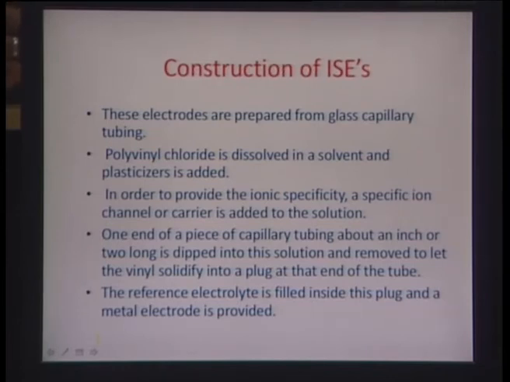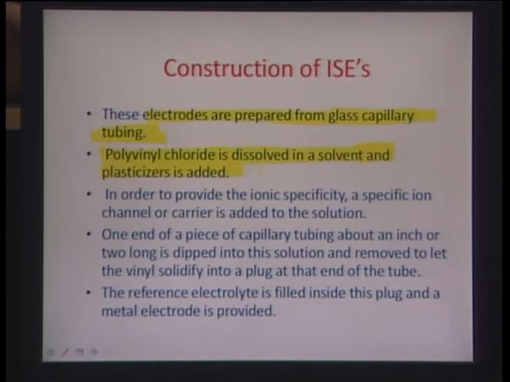How are they constructed? Essentially the electrodes are prepared from a glass capillary tubing, and the resin material in most of these is polyvinyl chloride, PVC, which is dissolved in a solvent and added with some plasticizers. I would just like to recall that plasticizers give the polymer the unique ability to flow more, by getting into the chains of the polymer and making the chains roll over more easily. So, you add plasticizers for making it more fluidic in nature, especially when it is in the liquid form before it cures.